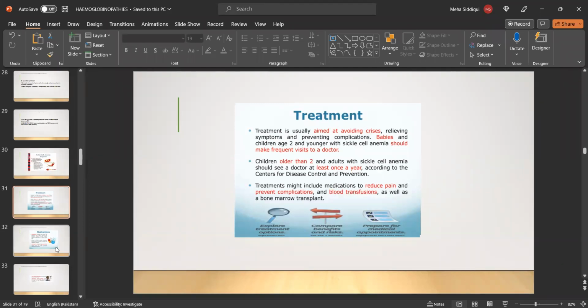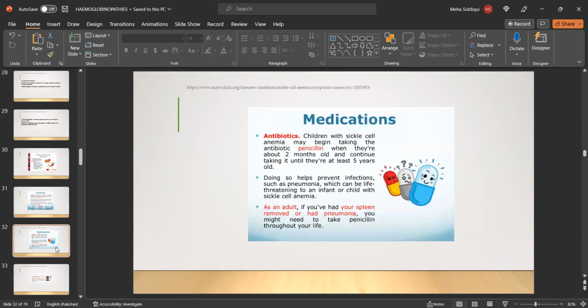Babies and children aged 2 and younger with sickle cell anemia should make frequent visits to the doctor. Children older than 2 and adults with sickle cell anemia should see a doctor at least once a year according to the CDC. Treatments might include medications to reduce pain and prevent complications, and blood transfusion as well as bone marrow transplantation. Medications.